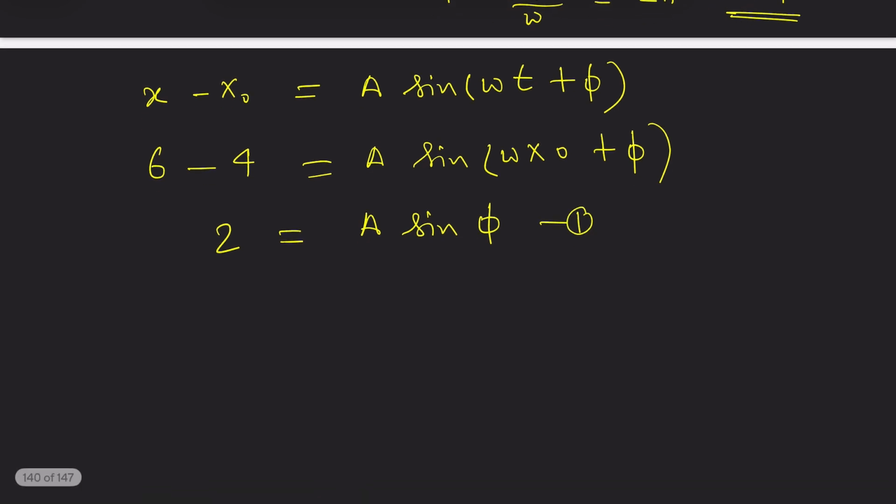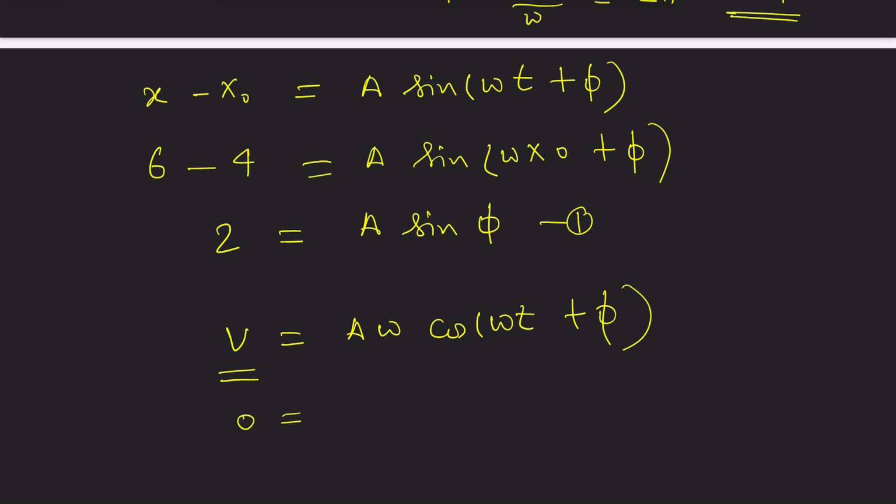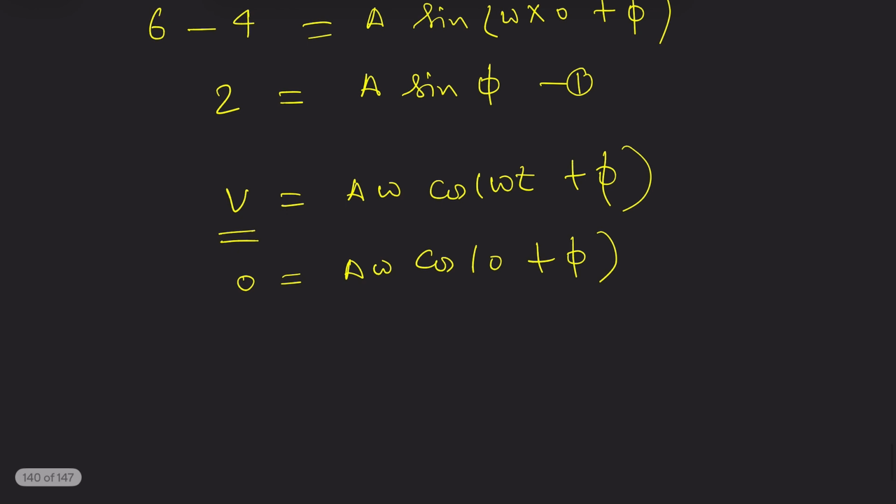Second, velocity is going to be 0. If I differentiate this function x minus x naught, I'll get v equal to A omega cos(omega t plus phi). v is also 0, it has been given. So if I put v equal to 0, I'll get A omega cos(0 plus phi). So phi is equal to either pi by 2 or 3 pi by 2.